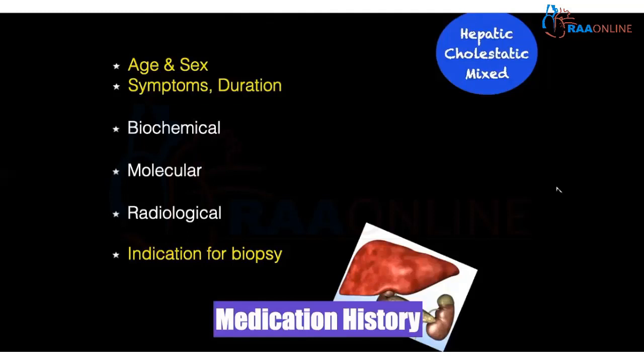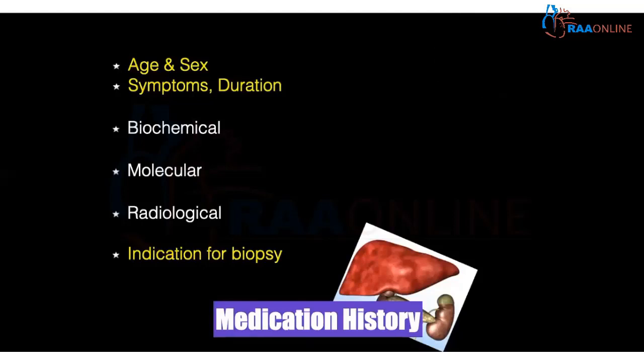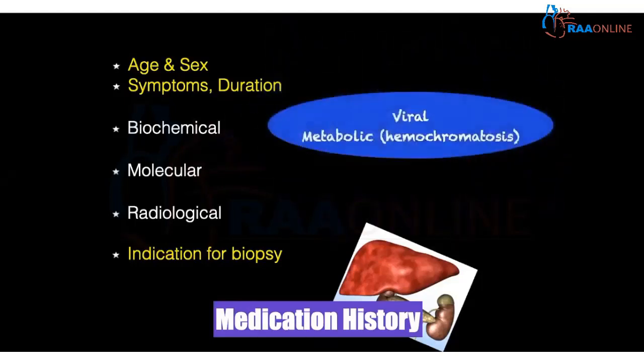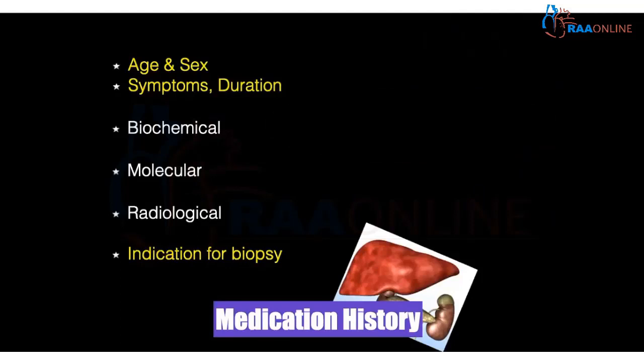So when you see abnormal liver function test, you have to see whether it is a hepatic picture where hepatocytes are damaged, cholestatic picture where there is obstruction of the biliary epithelium, or a mixed pattern. Then coming to the molecular. The molecular one, it's very, very important, especially in metabolic diseases like hemochromatosis. They make the diagnosis now because of the particular molecular signature.